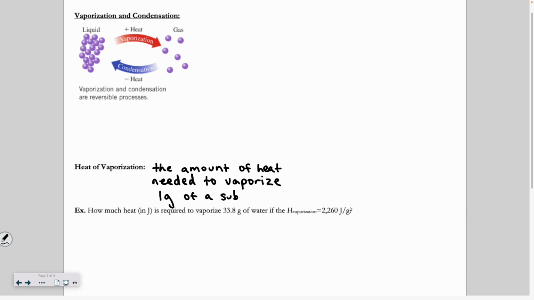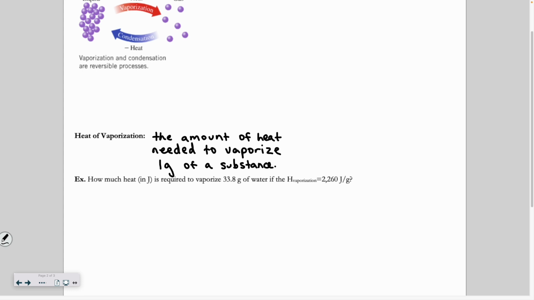All right, so let's do a little practice with this. For this example, how much heat in joules is required to vaporize 33.8 grams of water if the heat of vaporization is 2,260 joules per gram? So I start with 33.8 grams. I'm going to get out of grams, and I'm going to get into joules, my unit of energy.